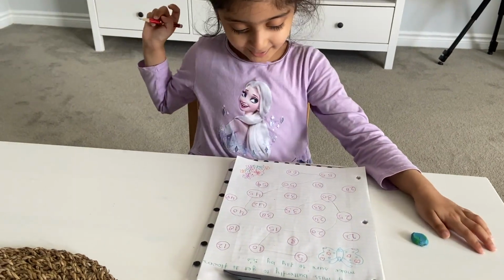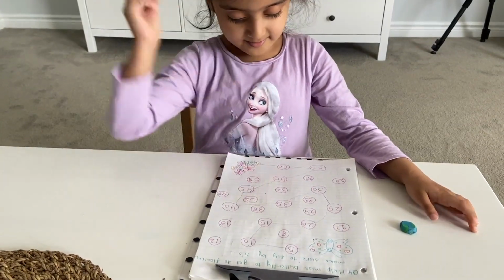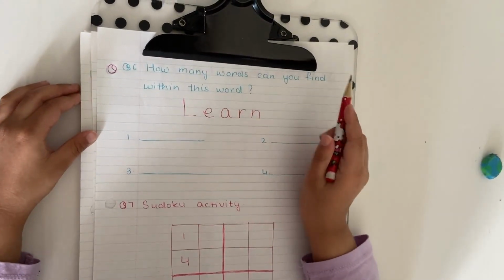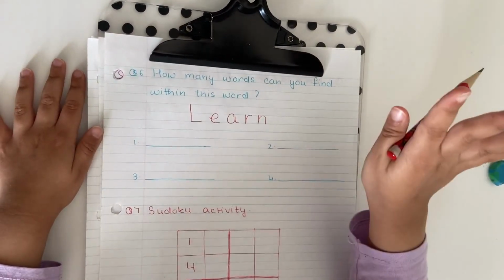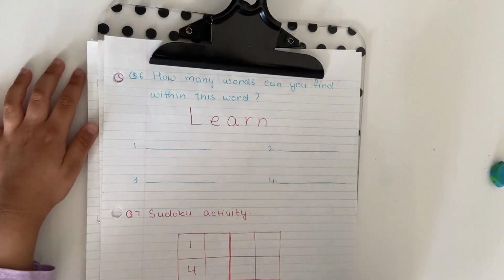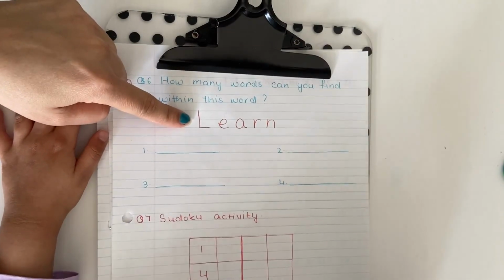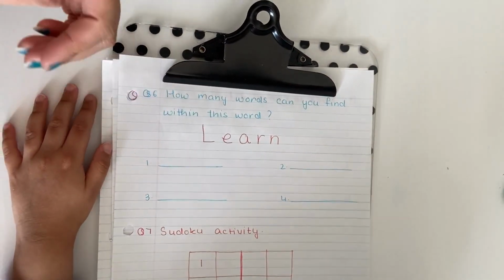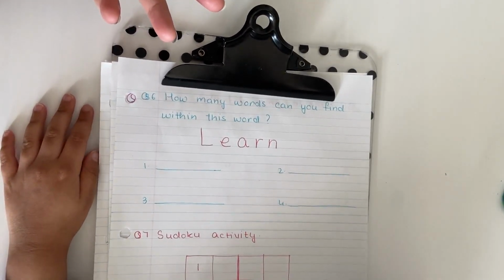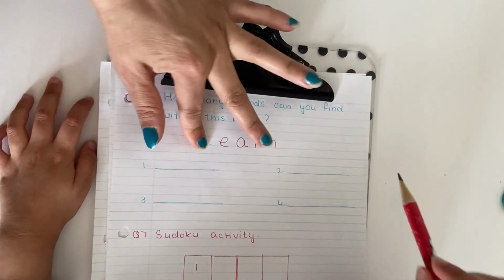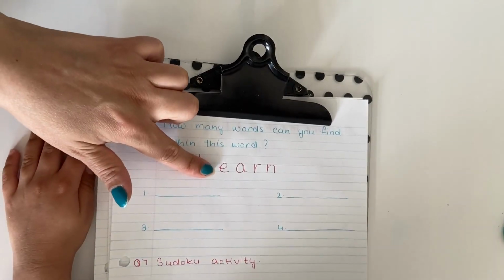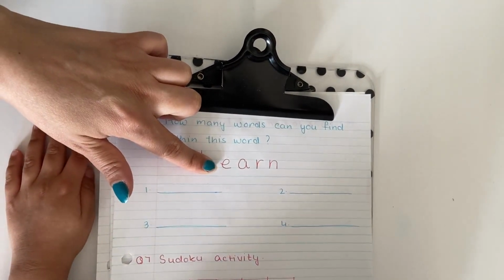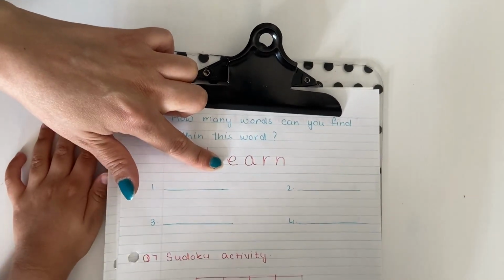Let's see, butterfly is back to the flowers. How many words can you find within this word? Learn. I need to find 4 words which have earn in it. So we have this word learn. Within this word we can make different words. For example, if I hide L and N, what is this? Ear. Yeah. If I hide L, earn. Learn. Earn. Very nice.